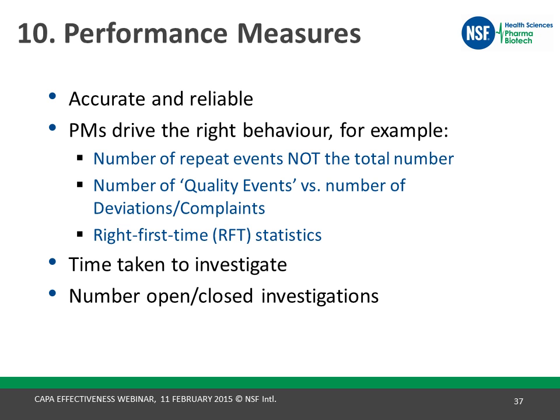If you measure the number of repeat incidents, not the total number, that drives the right behavior, because what you're saying to people is, look, let's do the investigation well, guys. Our focus is on preventing it happening again. The number of quality events versus the number of deviations is a good one, because that ratio changes if the system is working, because you expect deviations to come down because you're doing really good investigations of the minor incidents, or what we call quality incidents or events, but you're encouraging people to raise those because you want to know what the underlying trends are.